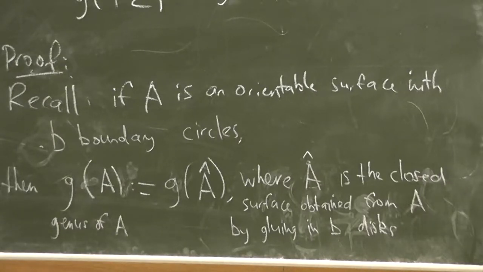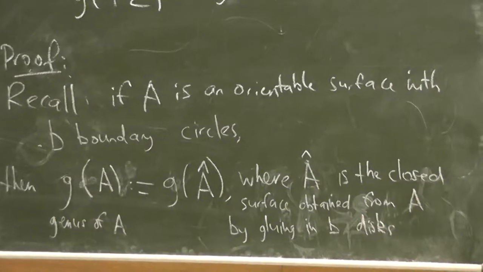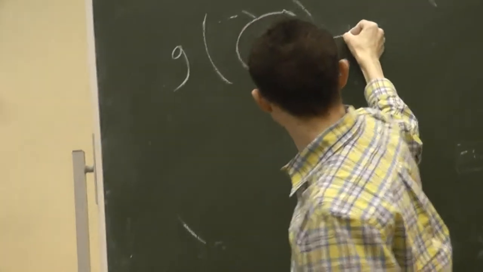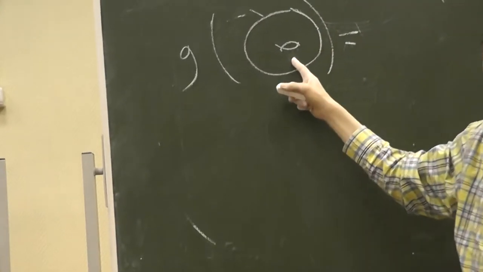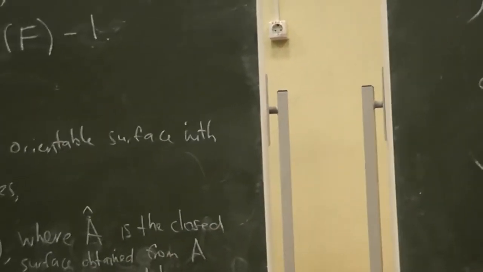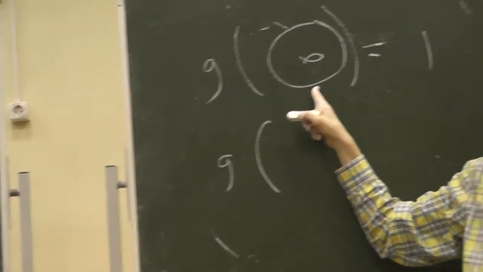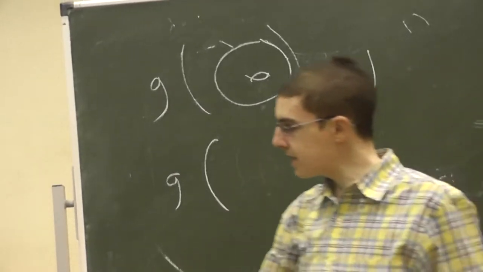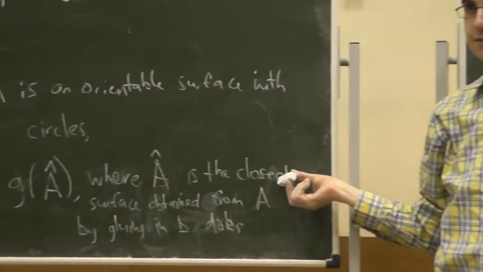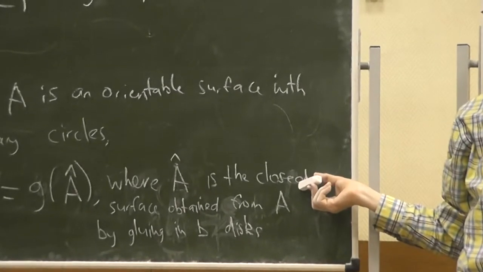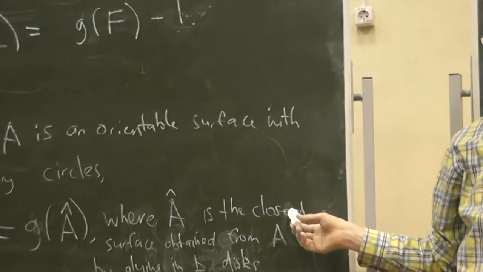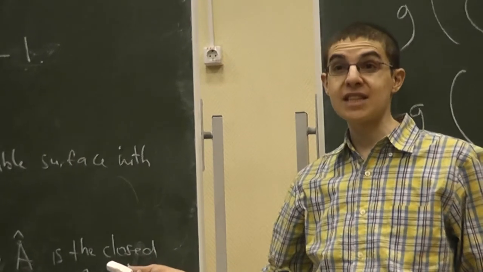So what this means is that, you guys had told me earlier that the genus of this surface is 1, and all I'm reminding you here is that this surface is closed. Can you guys remind me what it means for a surface to be closed? I only ask so we are all on the same page. So closed means it doesn't have any boundary.